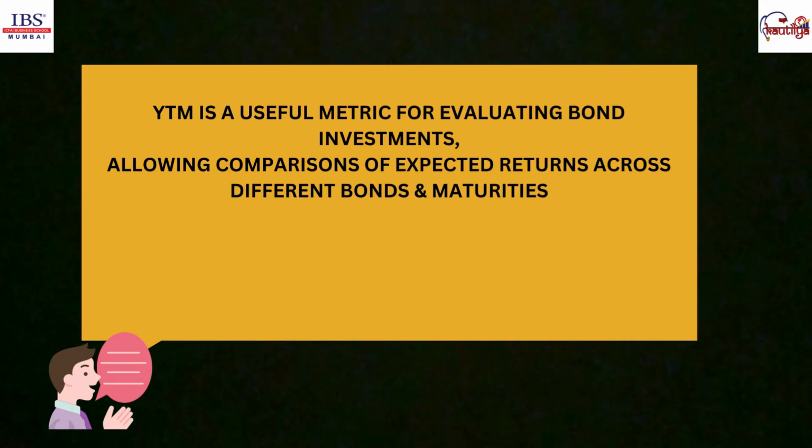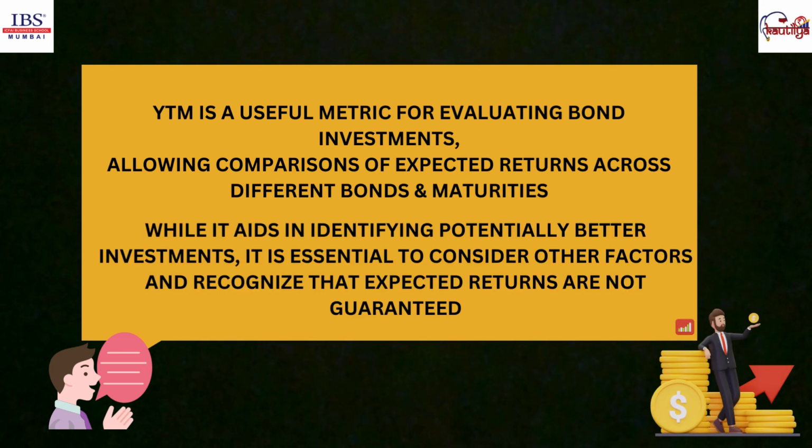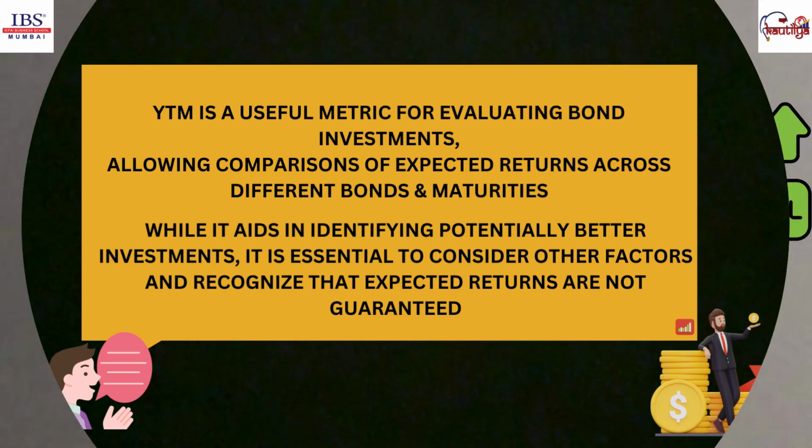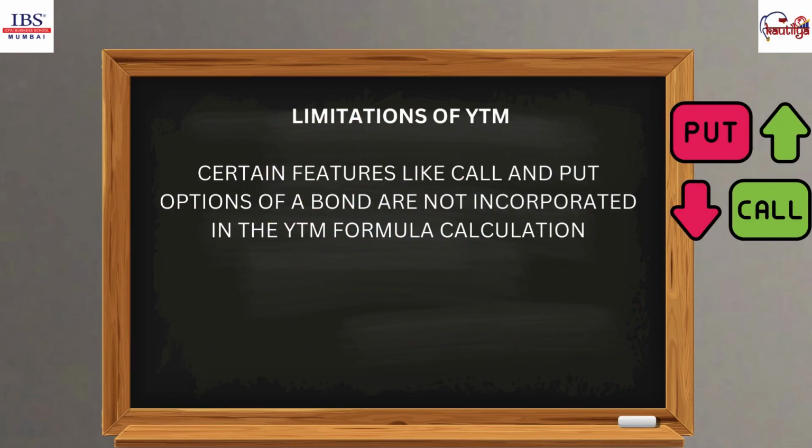Yield to maturity is a useful metric for evaluating bond investments, allowing comparisons of expected returns across different bonds and maturities. While it aids in identifying potentially better investments, it's essential to consider other factors and recognize that expected returns are not guaranteed. Certain features like call and put options of a bond are not incorporated in the YTM formula calculation.